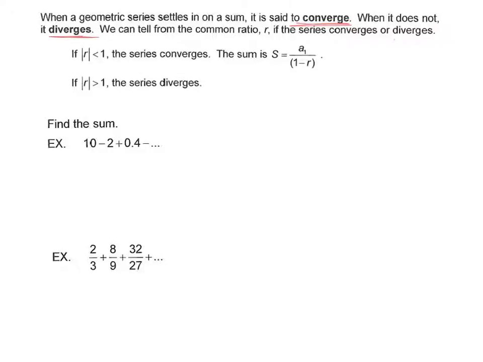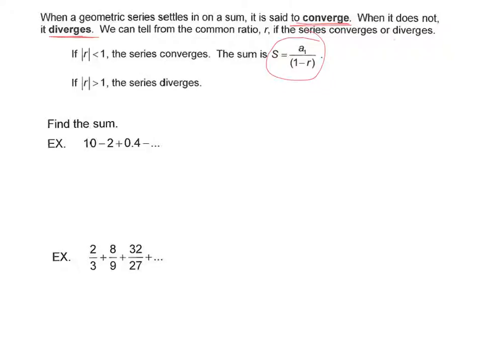And we can tell from the common ratio if the series converges or diverges. So if the absolute value of r is less than 1, the series converges, and the sum is s equals a sub 1 over 1 minus r. If the absolute value of r is greater than 1, then the series diverges.